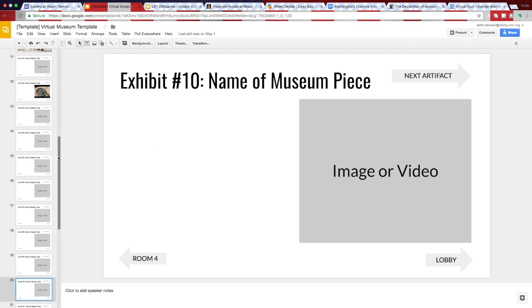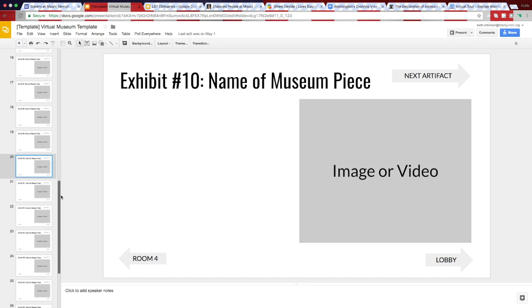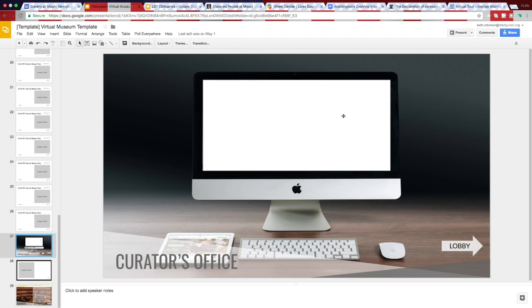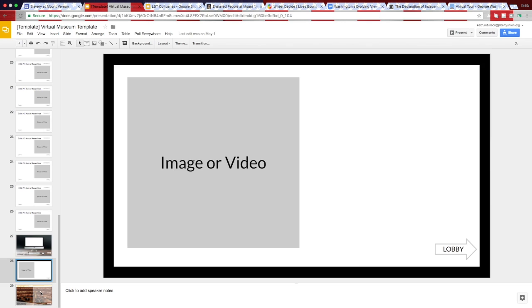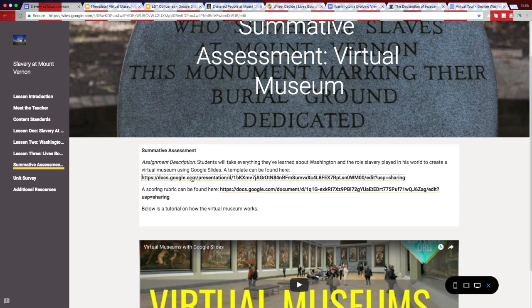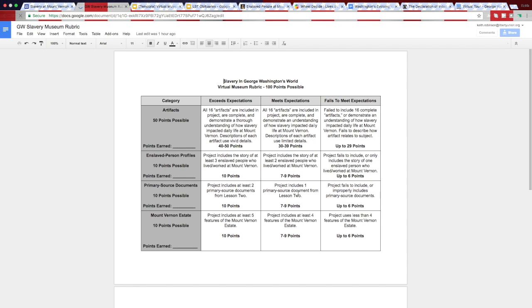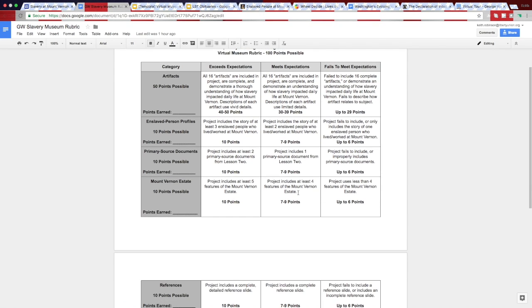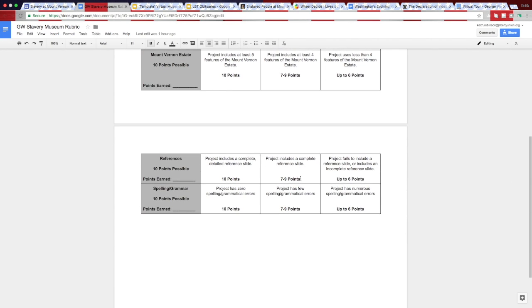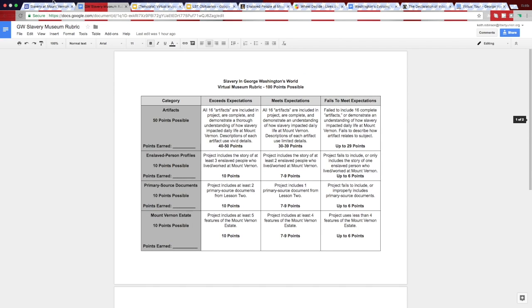And what students are going to have to do is tell the story of slavery at Mount Vernon. They also have to create a curator's page, telling me a little bit about themselves, and a reference sheet. Now, I have included a link to the grading rubric for this summative assessment, which can be found here. Students will get a copy of this through Google Classroom.